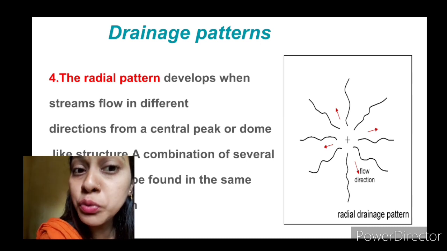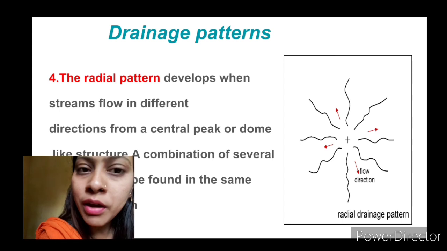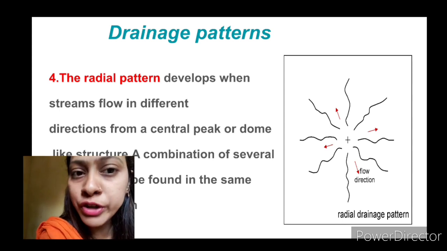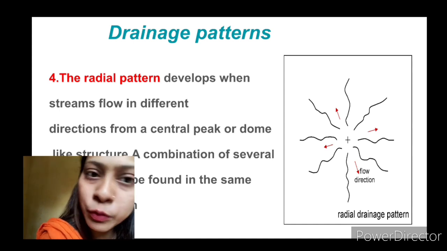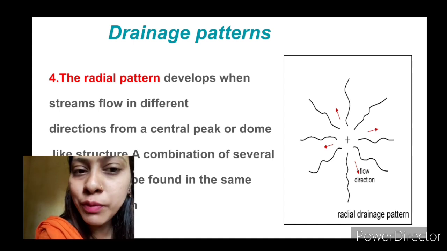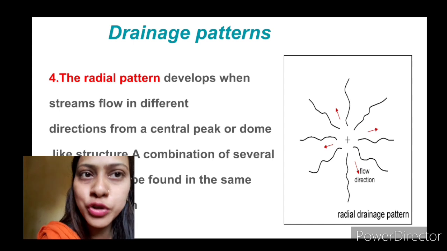Please find out two rivers from India from each pattern, excluding the dendritic, which I already told you. You can write in your book: dendritic includes Ganga and Godavari, but the rest three please find out. That is your homework for today.